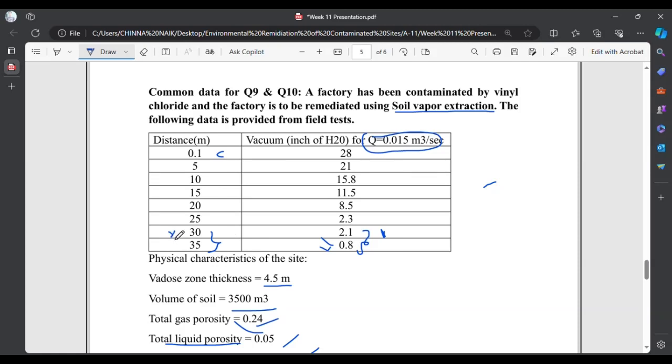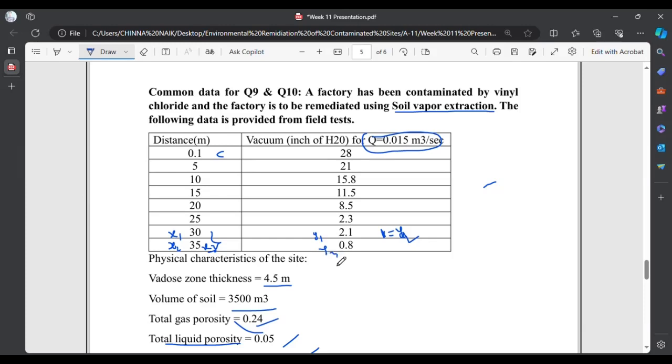So I am considering 30 as x1. x2 is unknown, that is pertaining to 1 inch of H2O. It will fall in between 30 and 35, and 35 is x3. And again here I am considering y1 as 2.1 and y2 equivalent to 1. Sorry, y2 and y3 equivalent to 0.8.